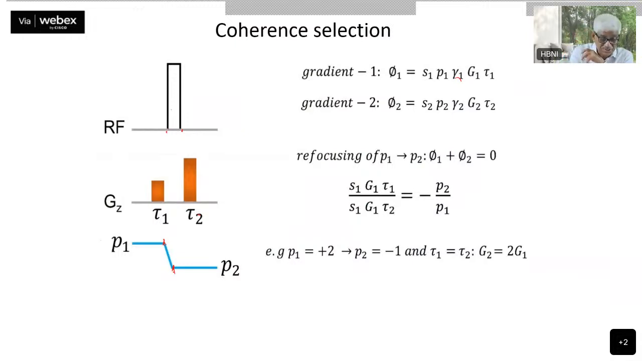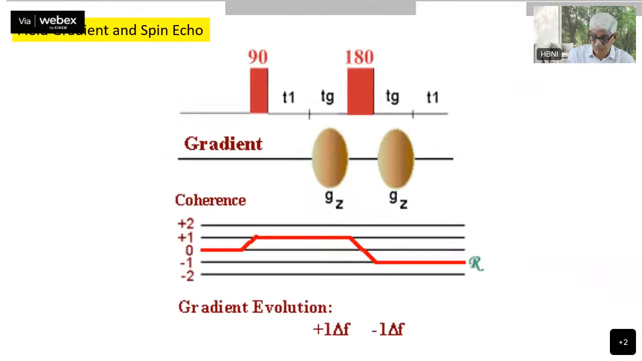So this is how you select the coherent transfer pathways. All other pathways which are there, suppose you have the zero quantum here or Z magnetization here, they will not follow this. When you take this calculation here, they will be eliminated automatically. Therefore, gradient-based selection becomes an extremely powerful tool to select or follow the pathway of magnetization in your pulse sequence.